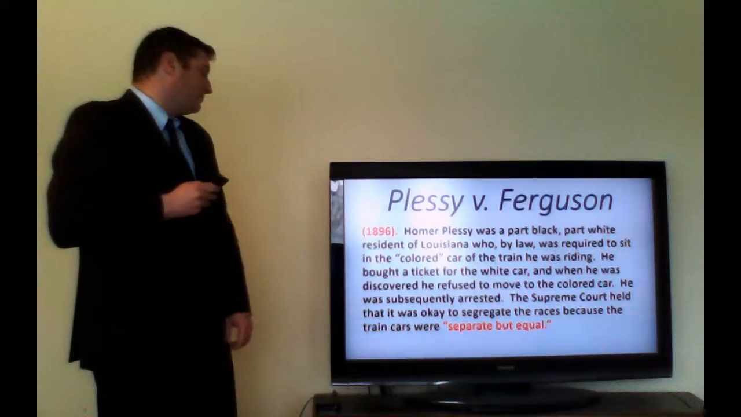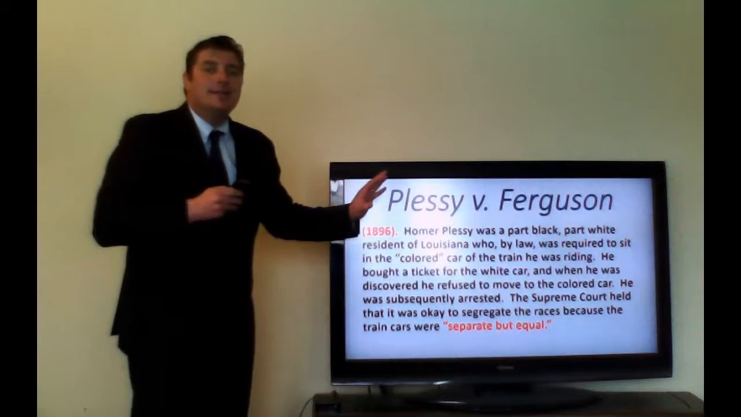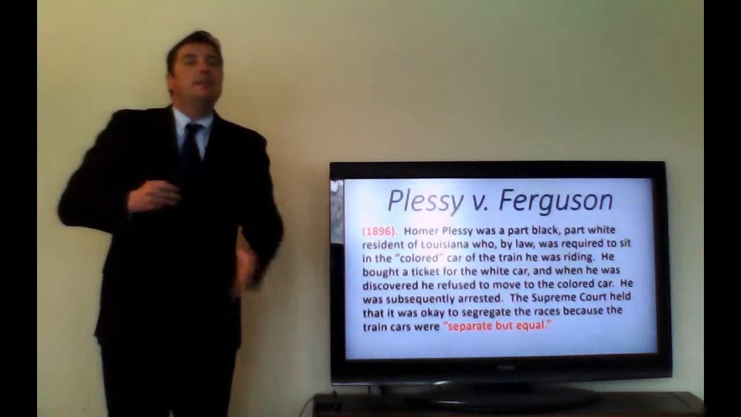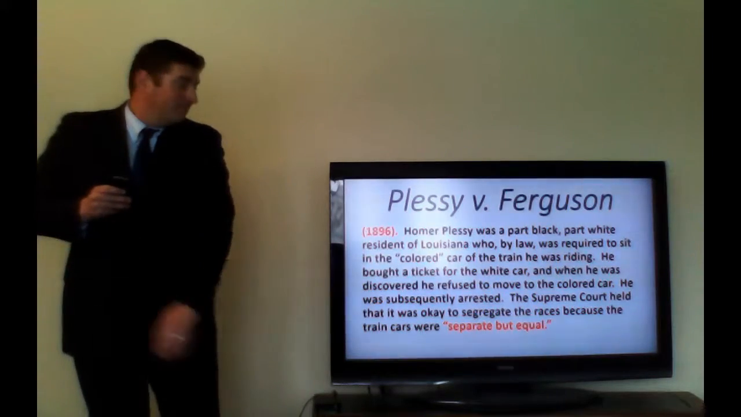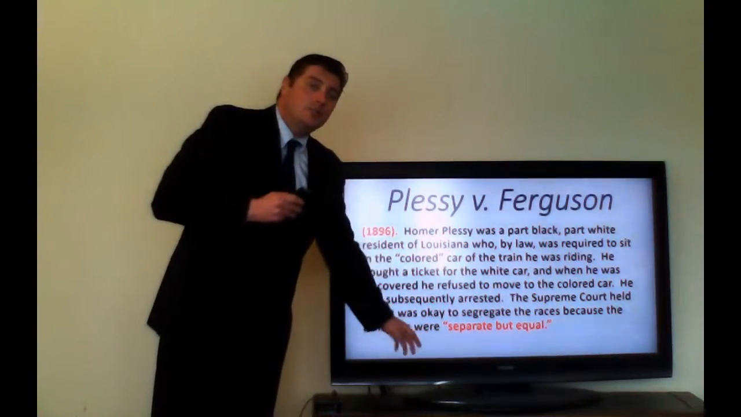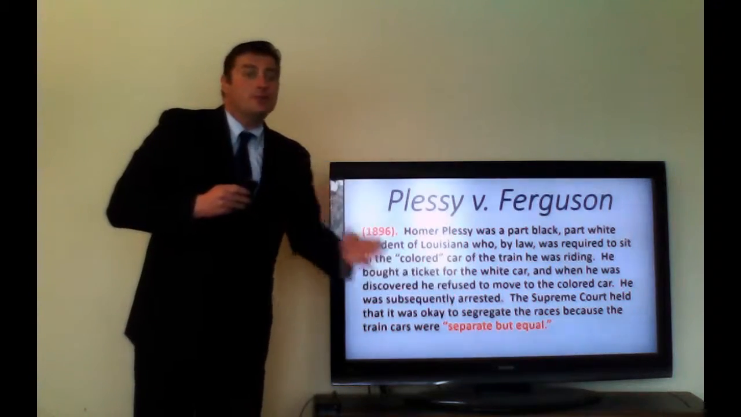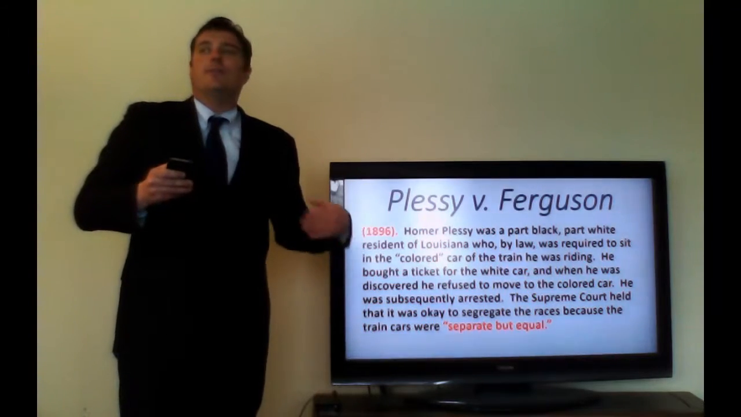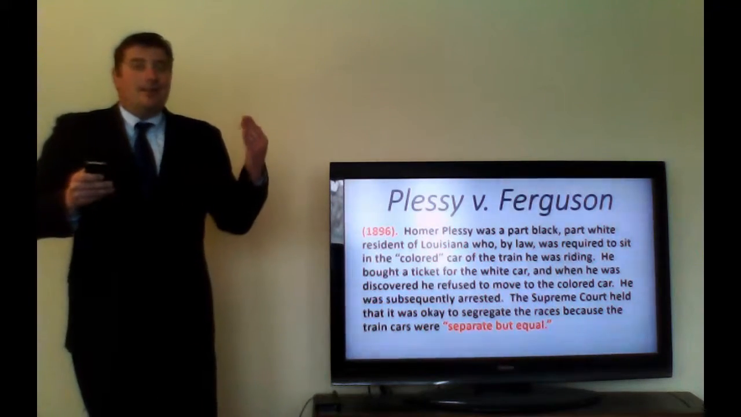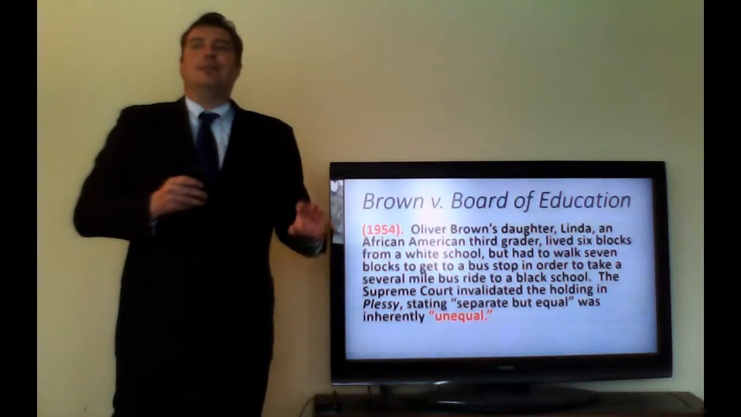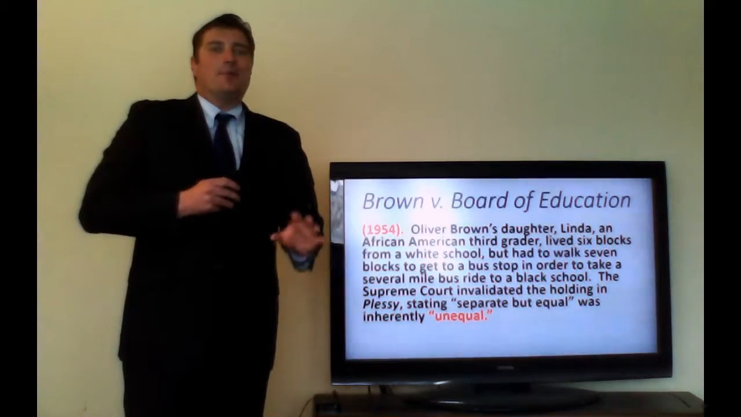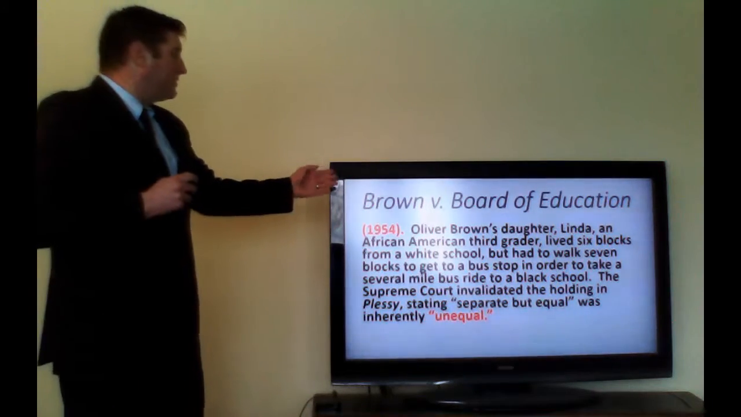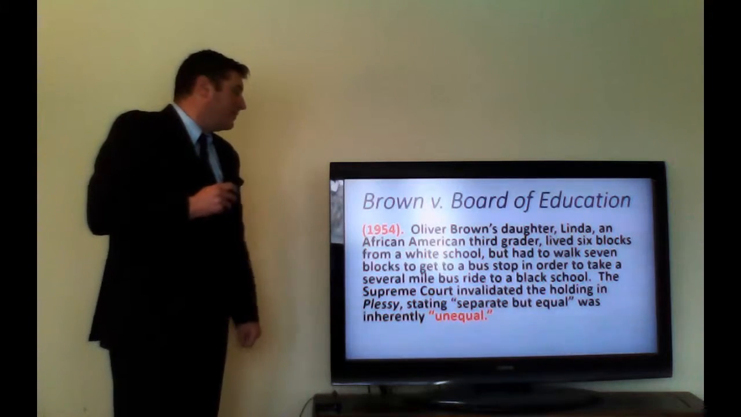The Supreme Court said that it was okay to segregate the races because there was a car for the quote-unquote colored people, and because there were cars for the quote-unquote white people, that was okay. It was constitutional because it was separate but equal. It was okay to separate the races as long as there was some sort of accommodation for people of color. But of course, as you've seen with the drinking fountain picture, separate was not equal. And that is ultimately what was decided in this case, Brown versus Board of Education.